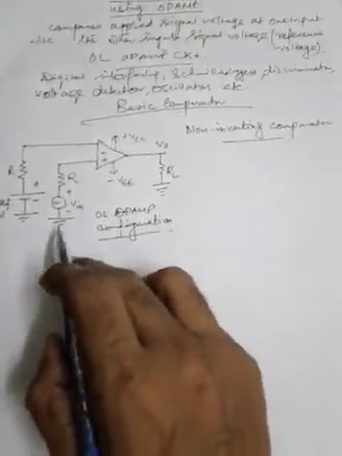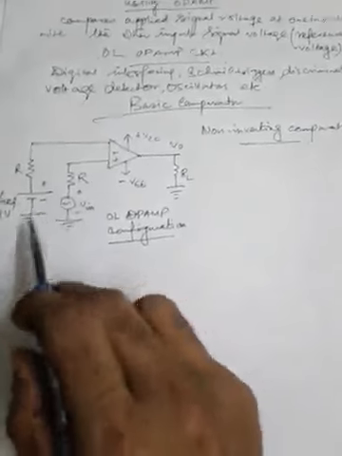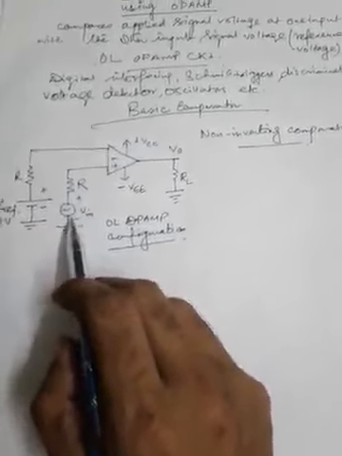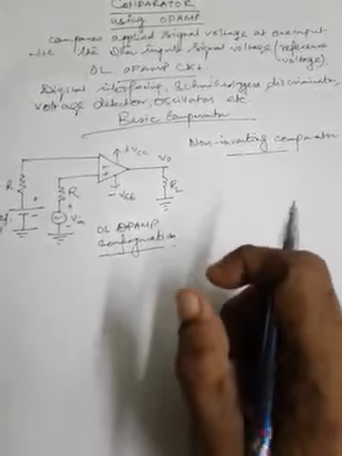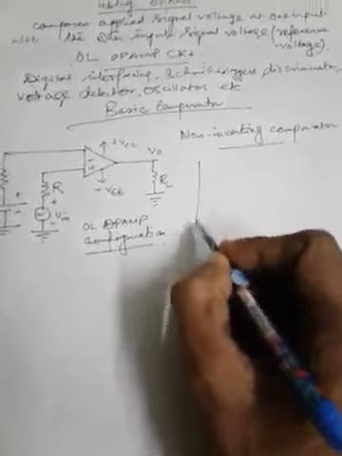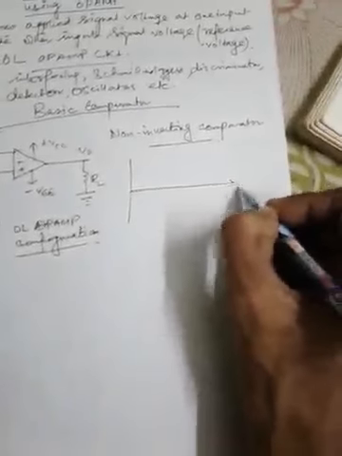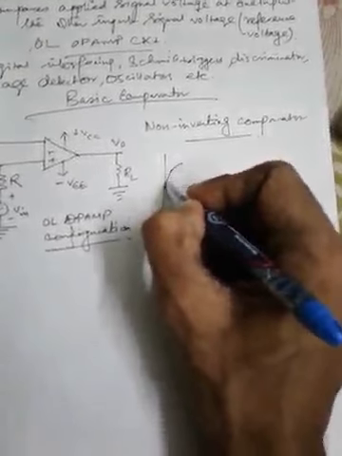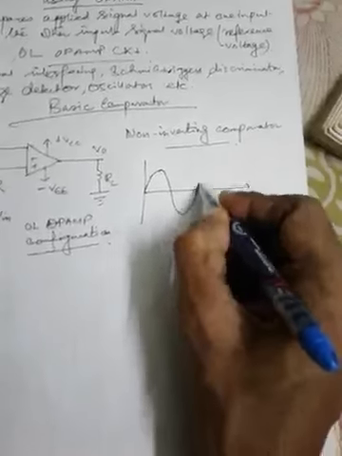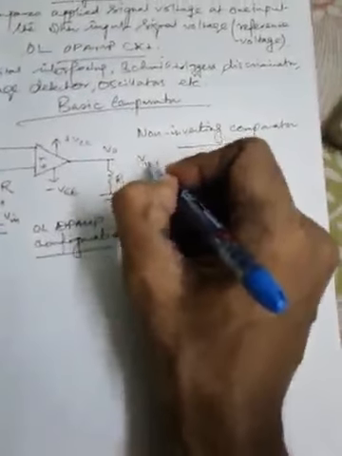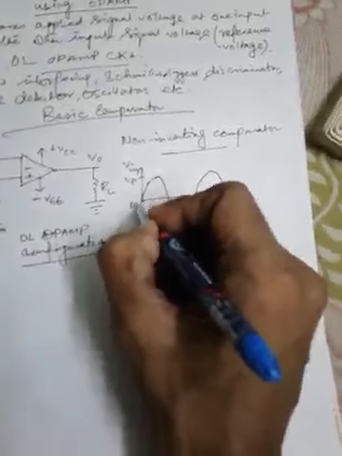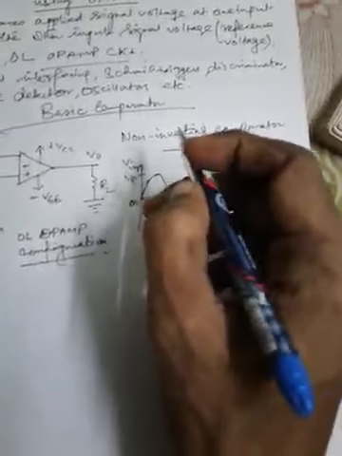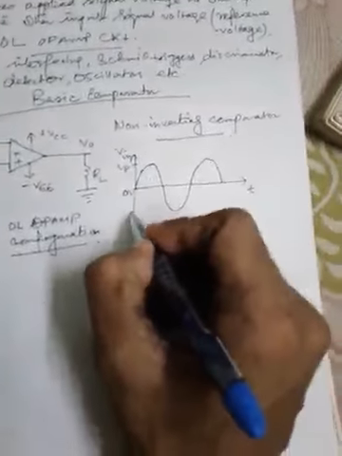Now the operation will be very simple. When Vin is less than Vref, let us first draw the input and output waveforms, then it will be easier to understand. Let us take the input waveform as a sinusoidal signal like this. This is Vin, with peak value Vp, this is the 0 volt axis, and this is the negative peak value minus Vp.